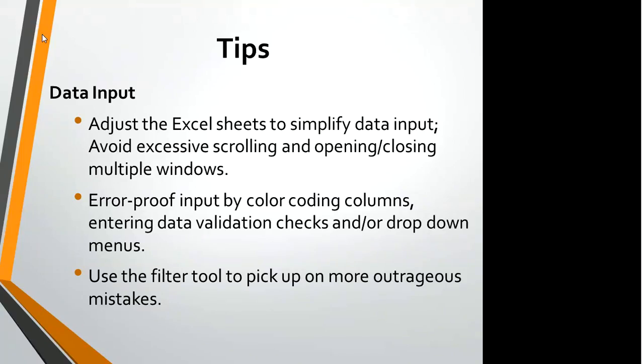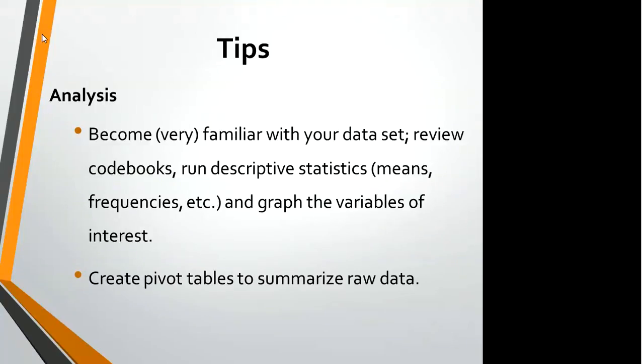So tips, this is just a review of everything. Again, avoid excessive scrolling when you're doing data entry, opening and closing multiple windows. You want to really just have everything that you need in the same place. You can error-proof by doing the data validation, the drop-down menus, like I said, and using the filter tool to pick up on the craziest mistakes, stuff that really doesn't belong there, for the data cleaning. For the analysis, become super familiar with your data set. You really want to review the code books. You want to know what a 2 means, what a 1 means. Even if you print the code book and just have it by your side so that you're never confused. Oh, is that a 1, a male, and so on.